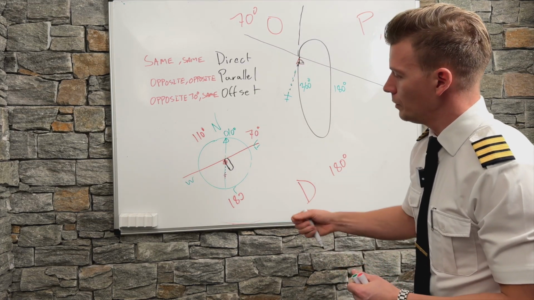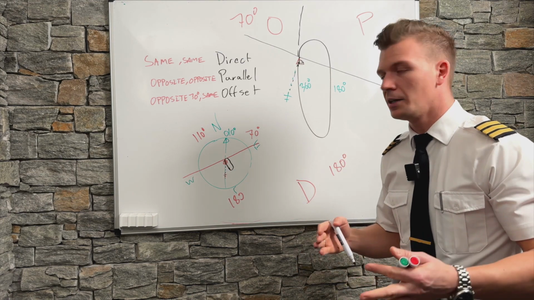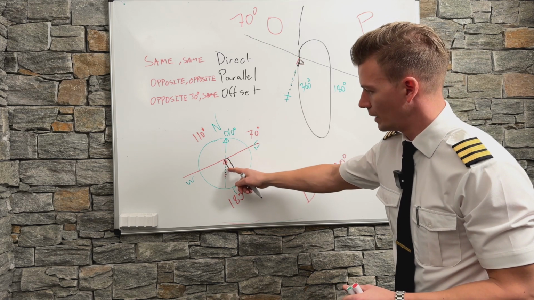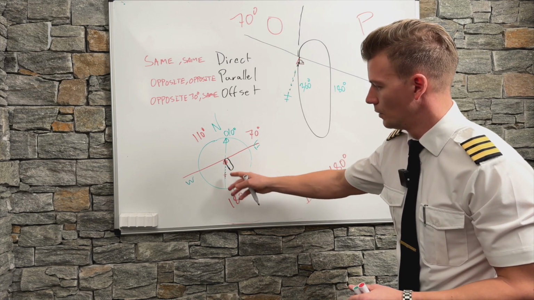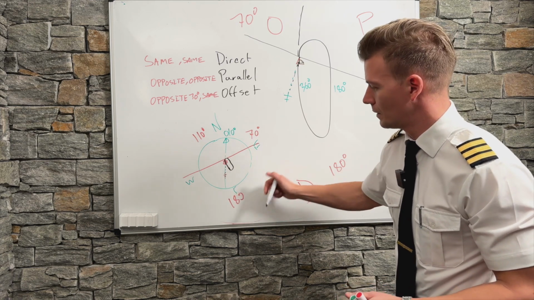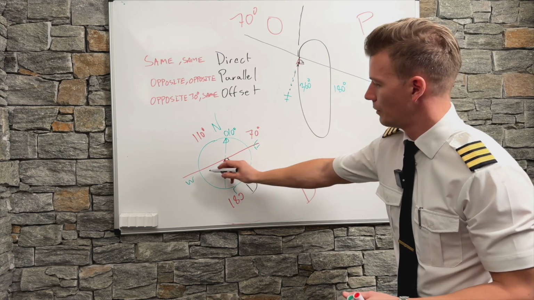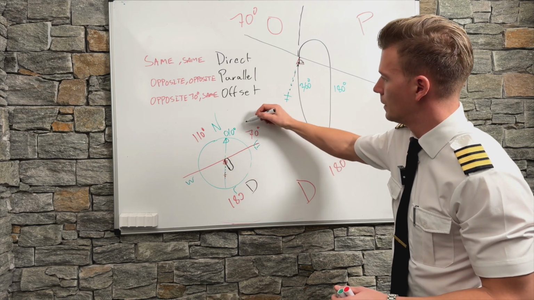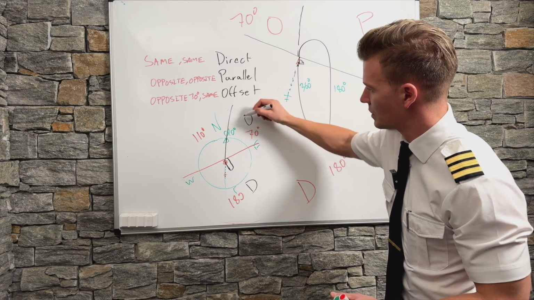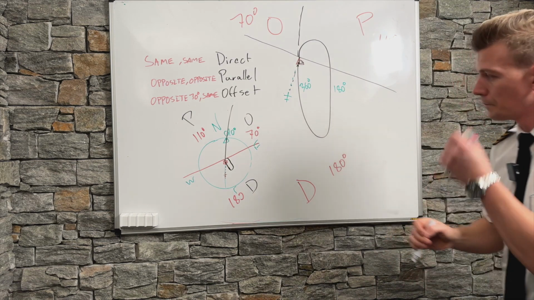So step number 1, locate the radial. Step number 2, decide on the entry. Deciding on the entry is easy here because the radial is perfectly or almost perfectly in the middle of the direct sector. This is direct, or everything below this line is direct. Here on the smallest sector, it's offset, and here it's a parallel, same as this drawing.